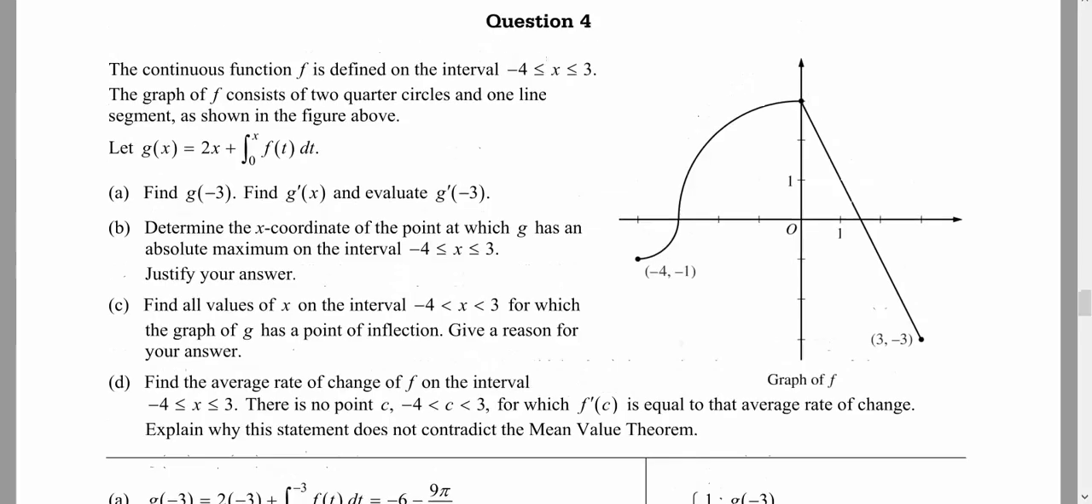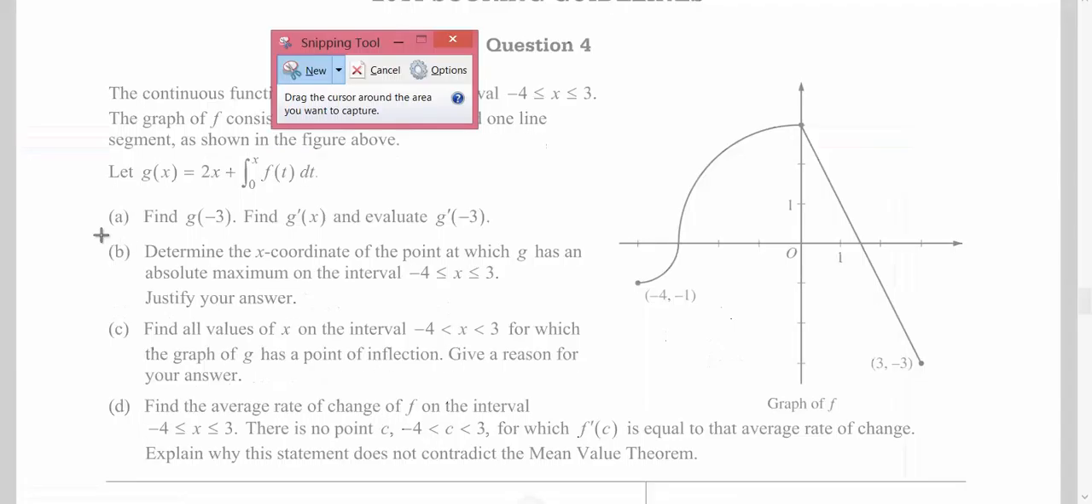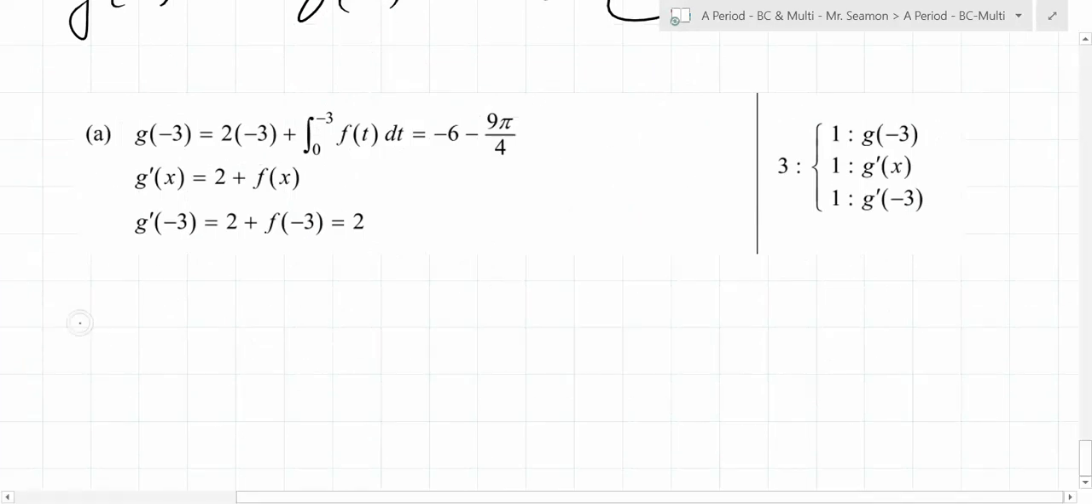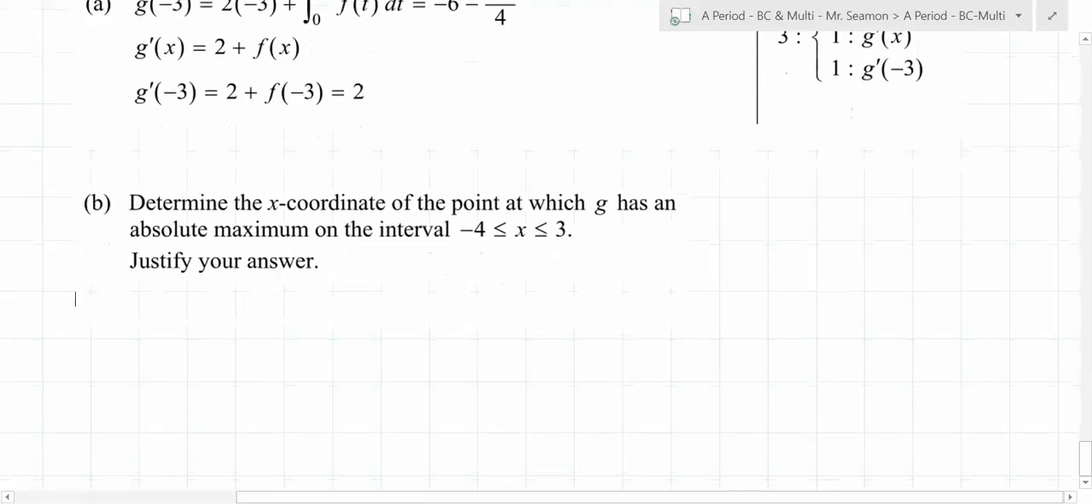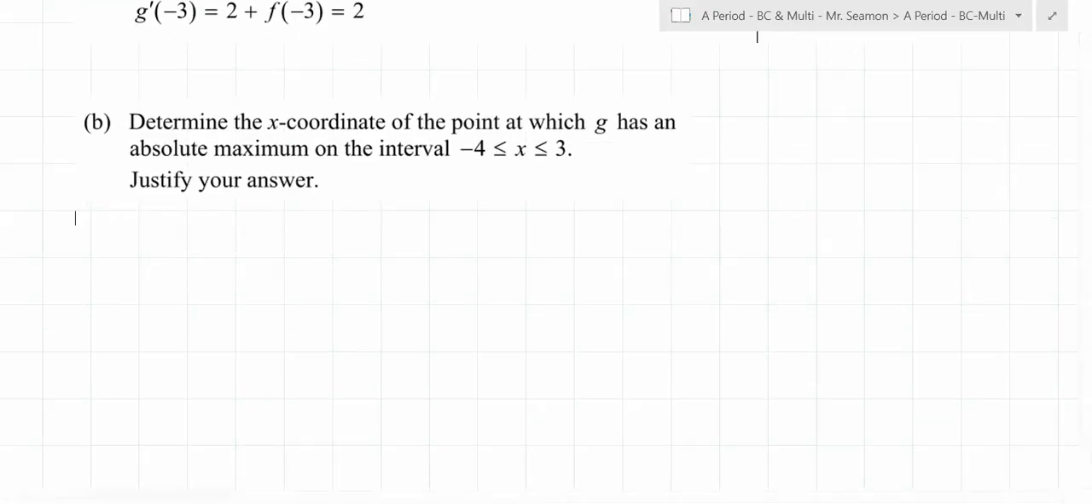B asks us, determine the x-coordinate of the point at which g has an absolute maximum. You always have to answer these really carefully. Determine the x-coordinate of the point at which g has an absolute maximum on the interval -4 to 3. How do you find where something has an absolute maximum?